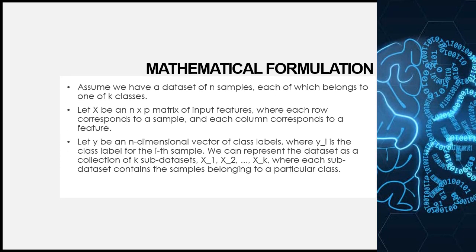Assume we have a dataset of n samples, each of which belongs to one of k classes. Let X be an n by p matrix of input features, where each row corresponds to a sample, and each column corresponds to a feature. Let Y be an n-dimensional vector of class labels, where y_i is the class label for the ith sample. We can represent the dataset as a collection of k sub-datasets, X1, X2, ..., Xk, where each sub-dataset contains the samples belonging to a particular class.